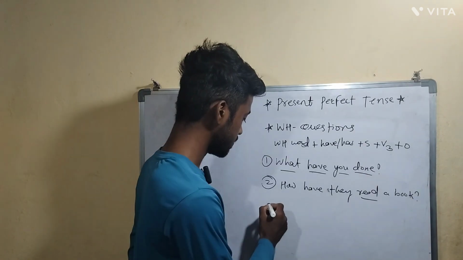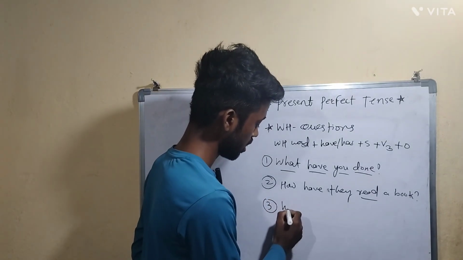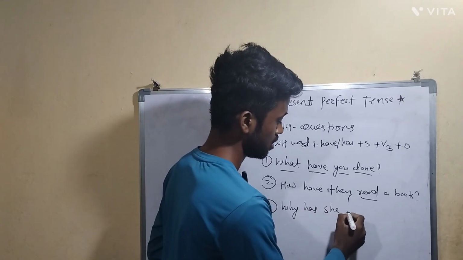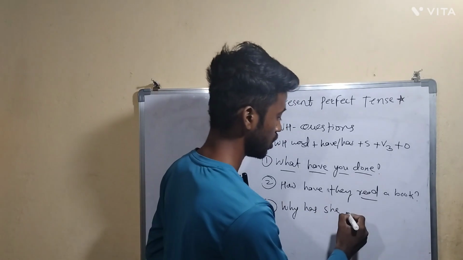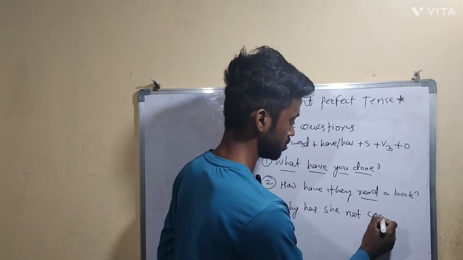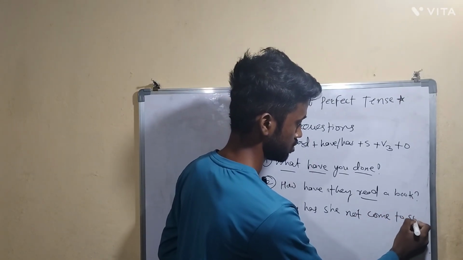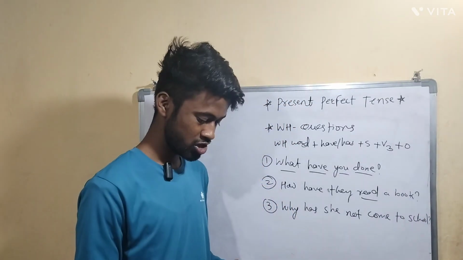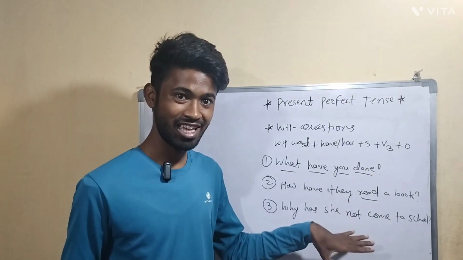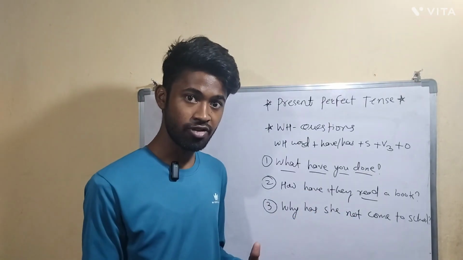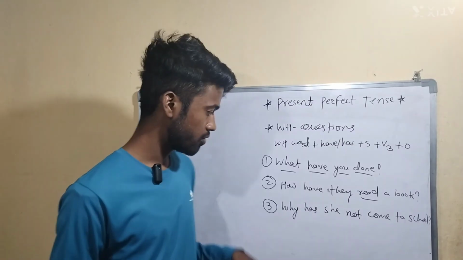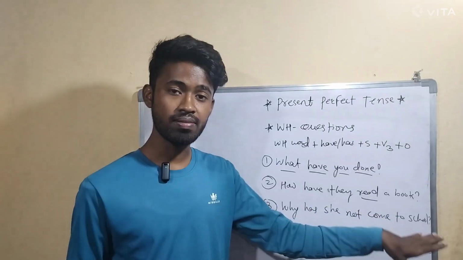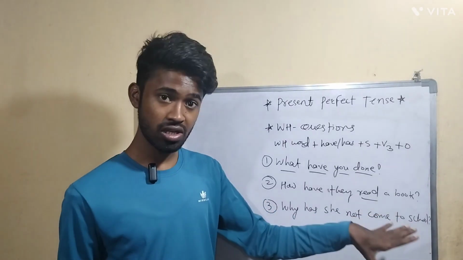So let's see the third example. Why has she not come to school? Now this is an interrogative negative question. Sometimes your teacher will ask you if your friend is absent. What she will ask, why has your friend not come to school? Why has your friend not come to school? So this is the structure you should understand.